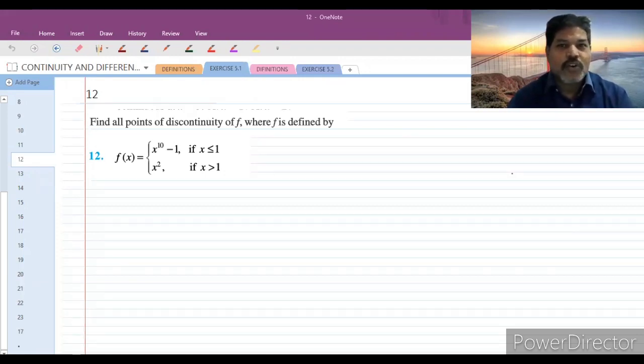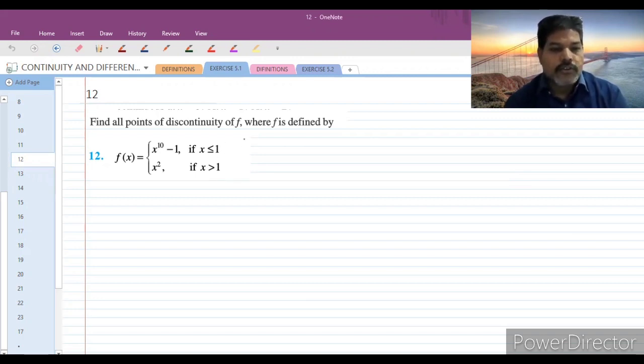See the next question, question number 12. So what is the question, students? Same question. We have to find the point of discontinuity of the given function. The function is f of x is equal to x power 10 minus 1 if x value is less than or equal to 1, and f of x is x square if x value is greater than 1. What are the points of discontinuity?